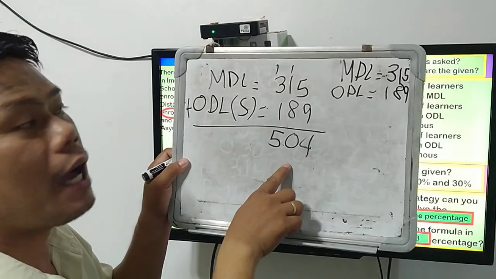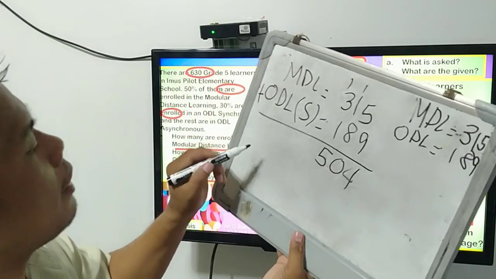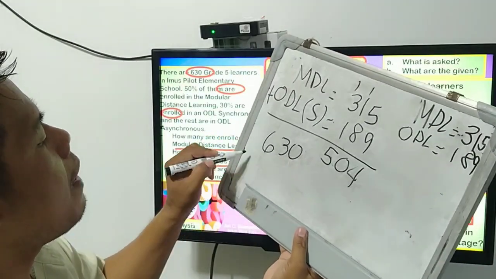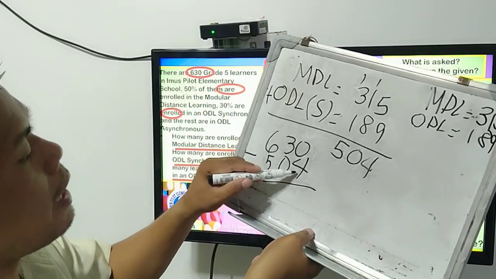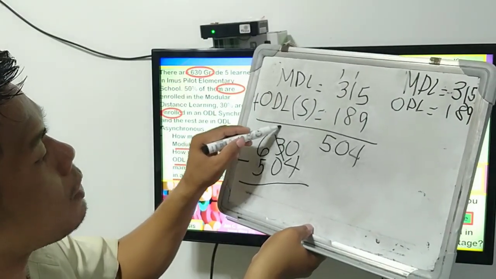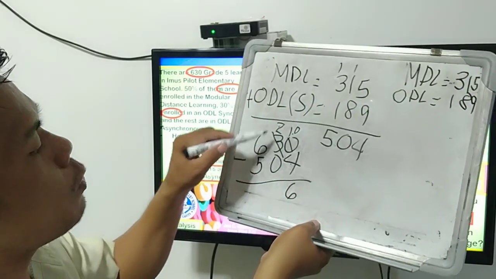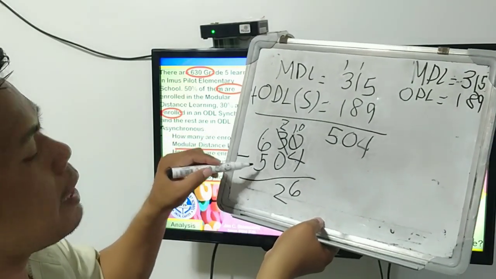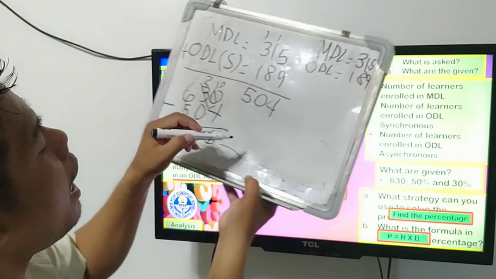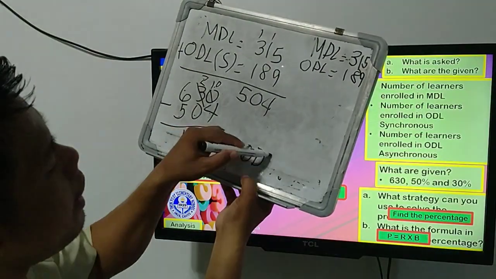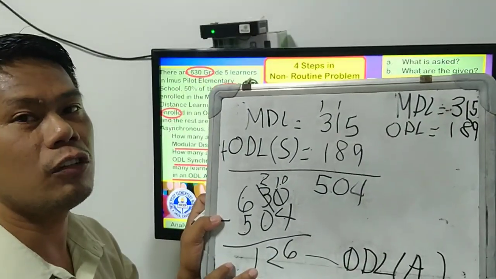We're going to subtract it from 630. Okay, 630 minus 504. Then we have 0 minus 4, cannot, so borrow from 3. 3 becomes 2. 0 becomes 10. 10 minus 4 equals 6. 2 minus 0 equals 2. 6 minus 5 equals 1. So this 126 is the ODL asynchronous.